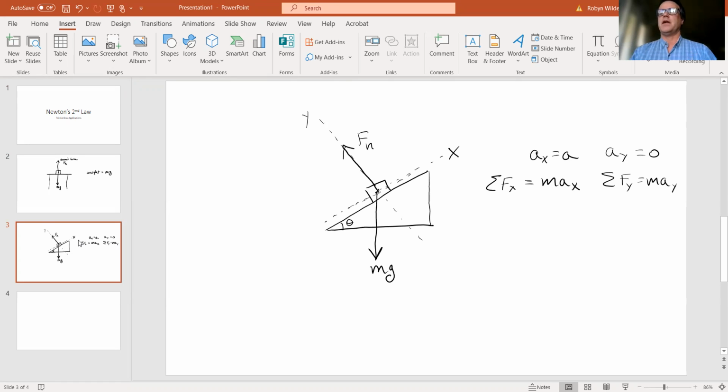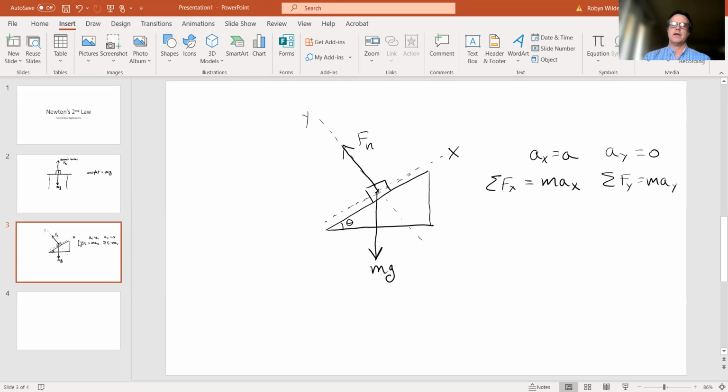So this is always the case, but I can choose whatever coordinate system is most convenient for the problem I'm doing. And so now I need to get the components. Well, the normal force is easy, right? It only has a Y component. But let's look at the components of the weight.